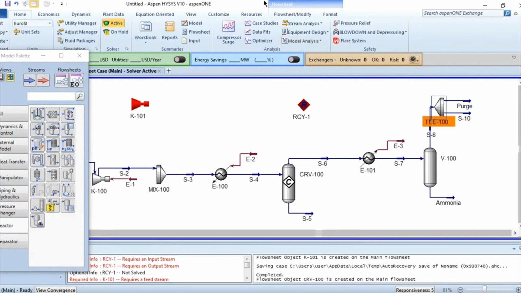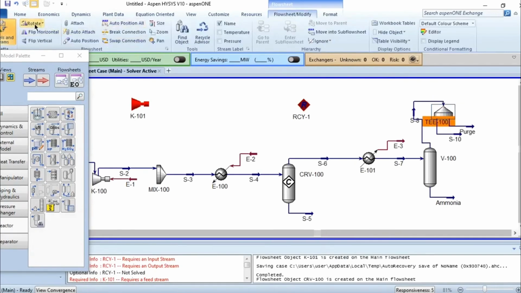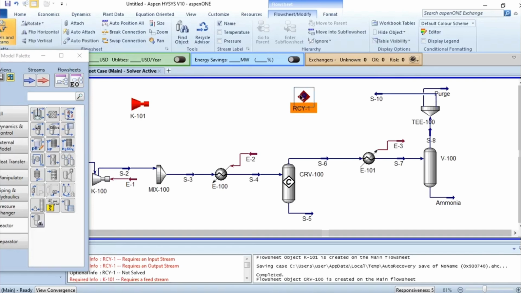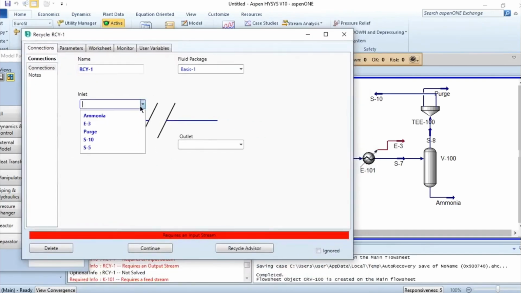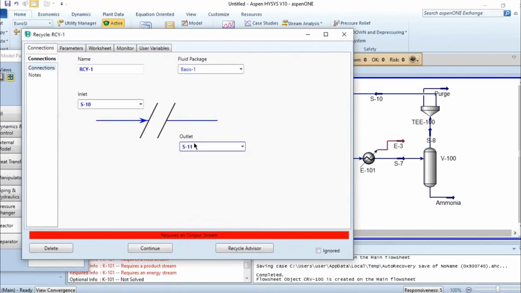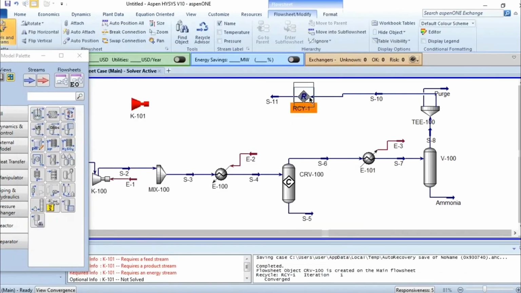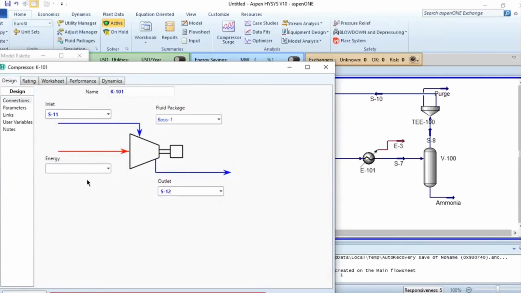And then we can simply go to the flowsheet modify and click on rotate, and it will be rotated like this if you want, or it can be rotated like this, and again you can change the positions as well. Then connect it to the recycle RCY1, S10, then S11. Right now only the recycle block is converged, but the actual convergence will come when it is connected to the system. Then S11 is the inlet, S12 is the outlet, and the energy stream is E4.